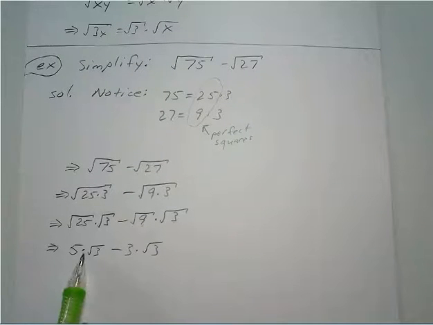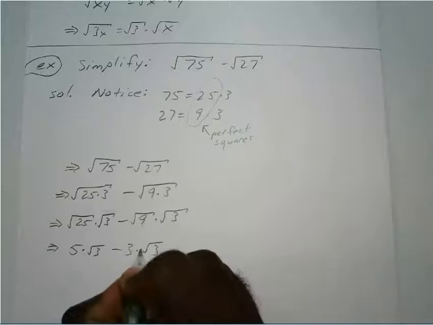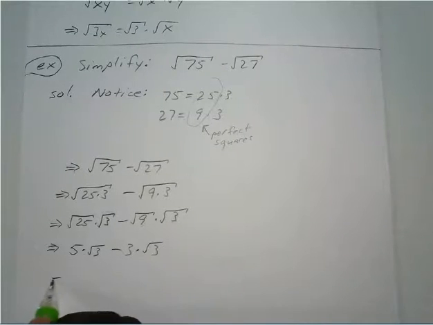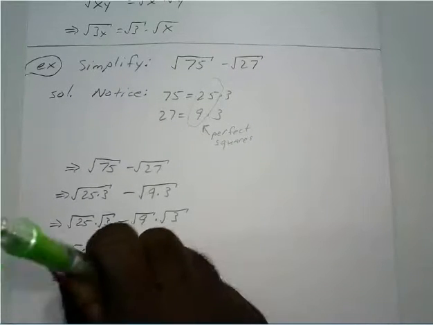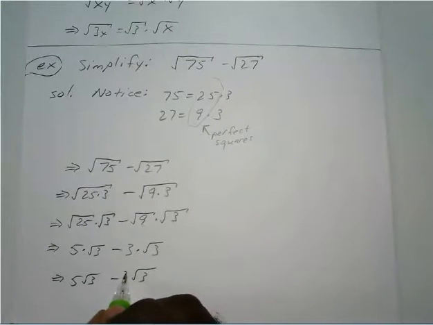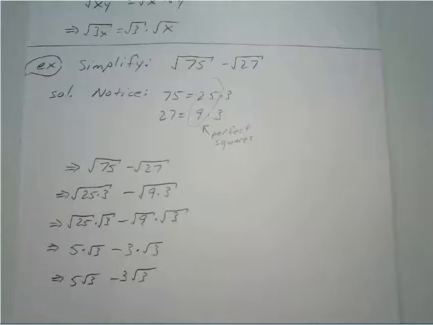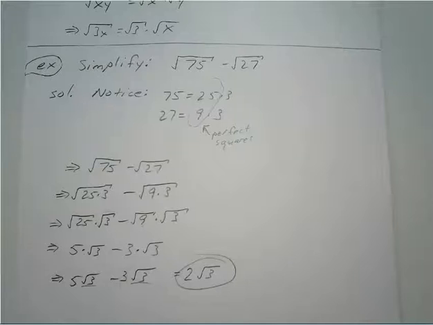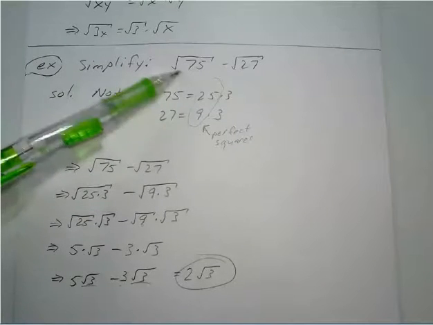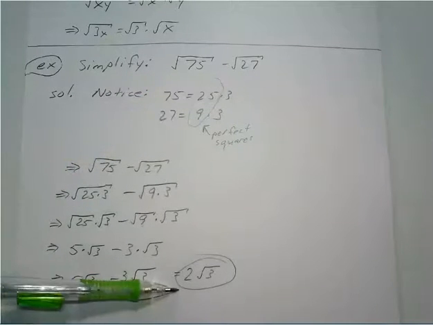Okay, so you really don't have to put the multiplication symbol there if you don't want to. You could have just went straight to 5 square root of 3 minus 3 square root of 3. Clean this up a little bit. There we go. Okay, now if you look at it, your radicals are both the same, so you can combine those two. So that's going to equal 5 minus 3 is 2, so you have 2 square root of 3. Okay, so square root of 75 minus square root of 27 simplifies to 2 square root of 3.